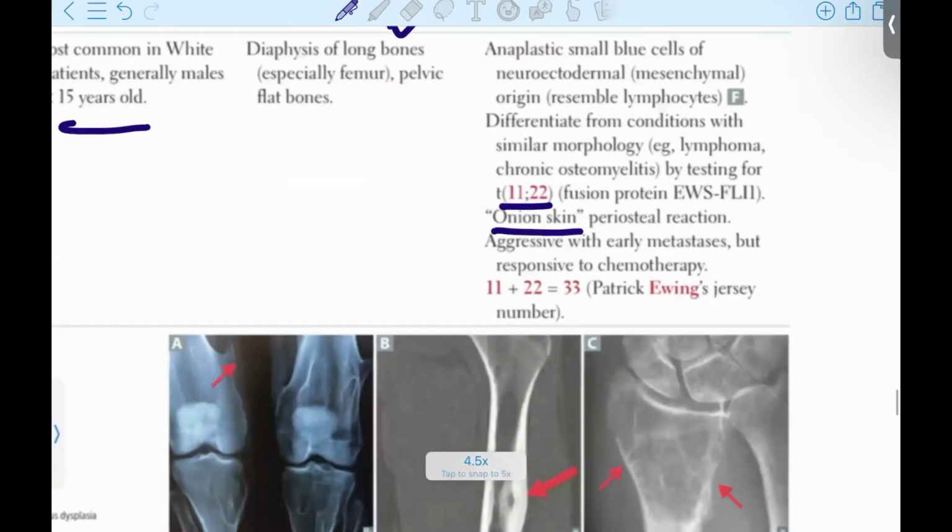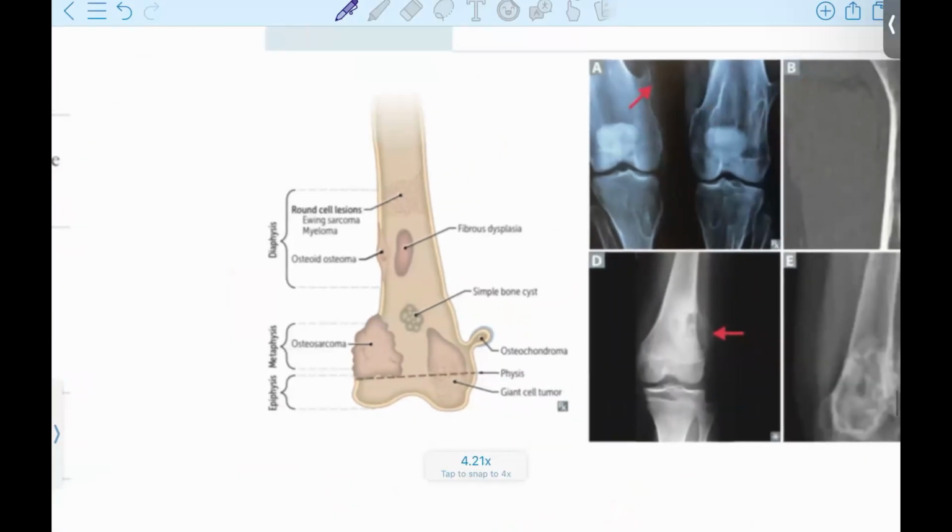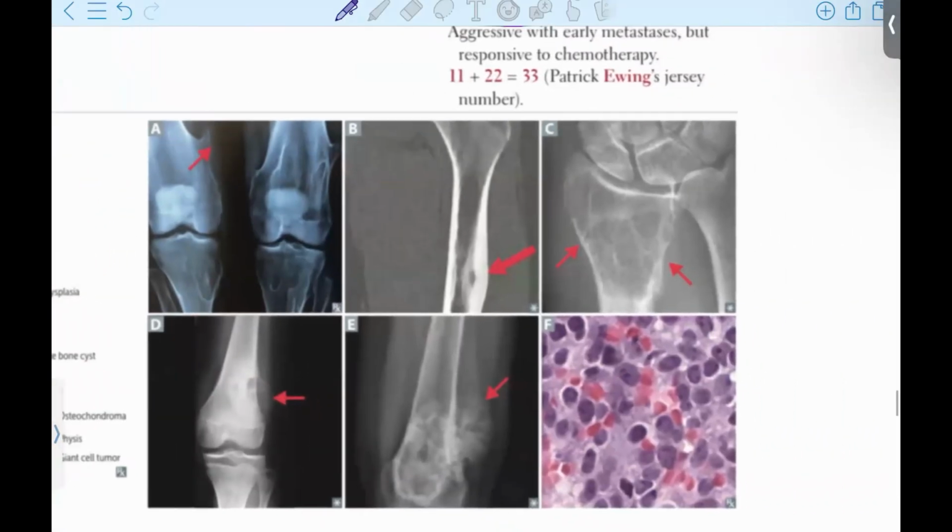Okay, here you can see these are the types of features. Ewing sarcoma, this is a giant cell tumor, and here you can see the sunburst appearance, and this is the new bone formation, osteoma, and here you can see the Codman triangle. Okay, these are the types of tumors.